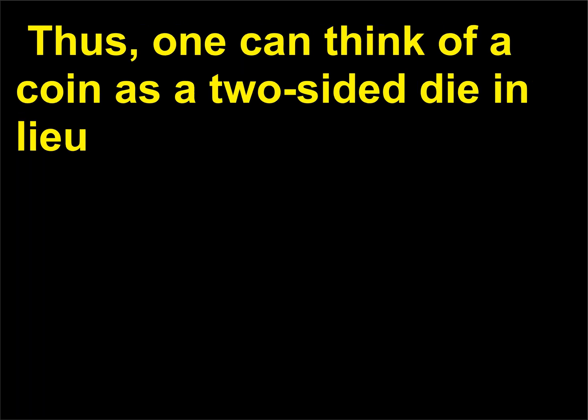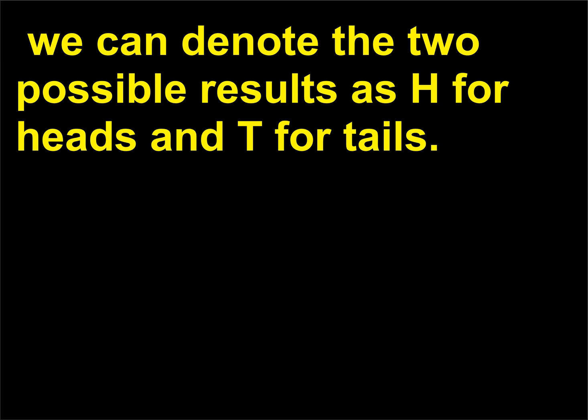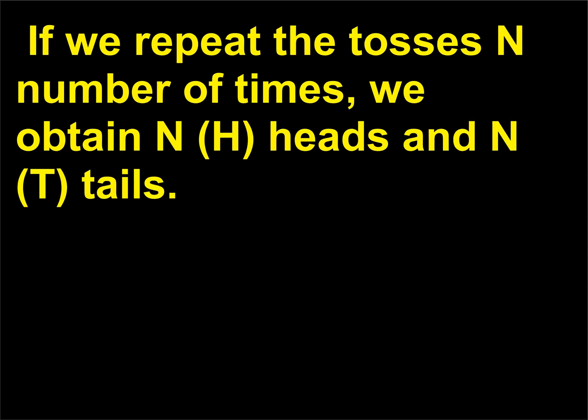Thus, one can think of a coin as a two-sided die in lieu of the six-sided cubes we are all used to in a game of dice. If a coin is tossed with a good amount of spin, we can denote the two possible results as H for heads and T for tails. If we repeat the tosses n number of times, we obtain n_H heads and n_T tails.